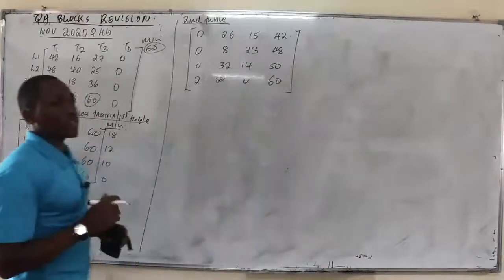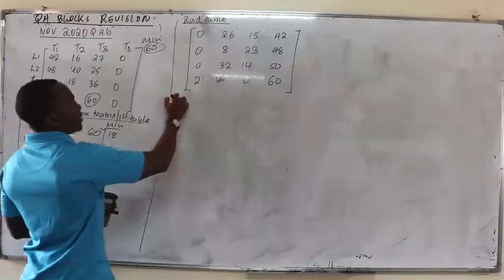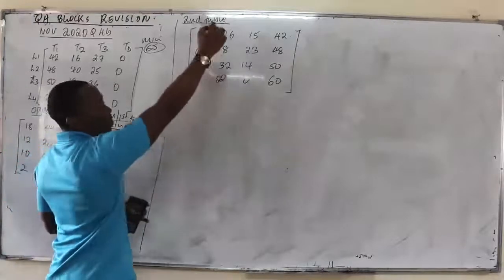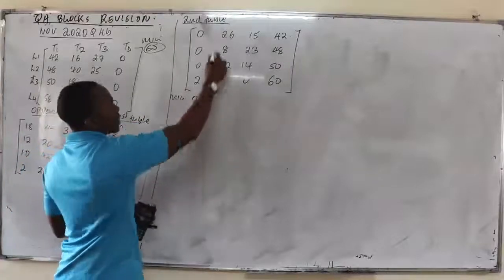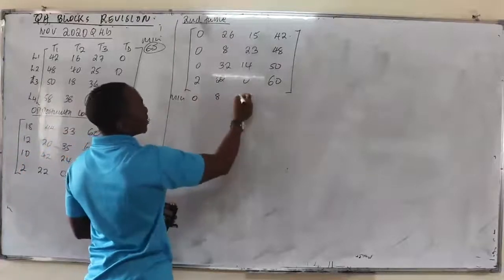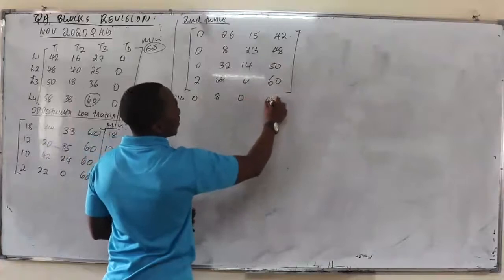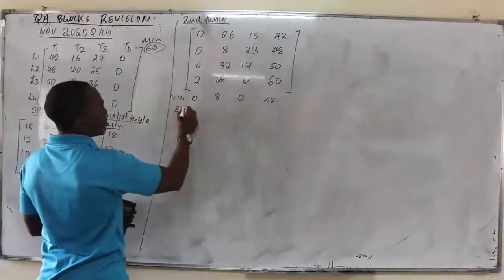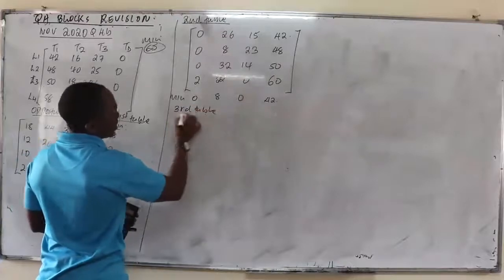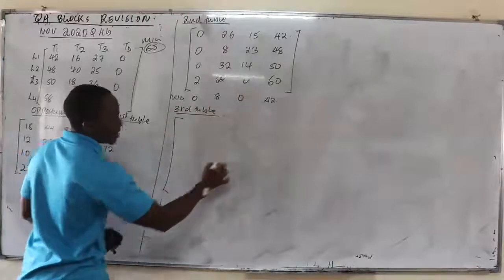Then from the second table, you take the minimum across the columns. So the minimum you have is what? 0. Now we have 8, 0, and we have 42. From the second table, now we go to the third table. How do we develop the third table?